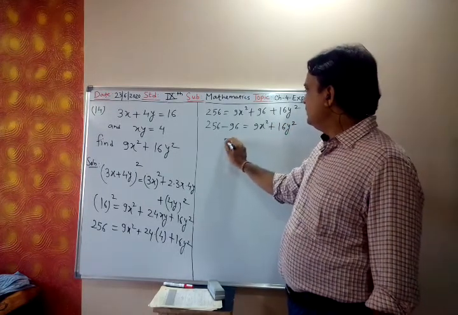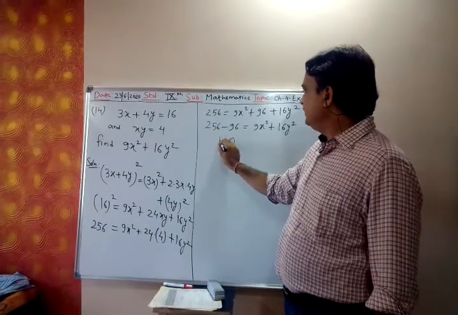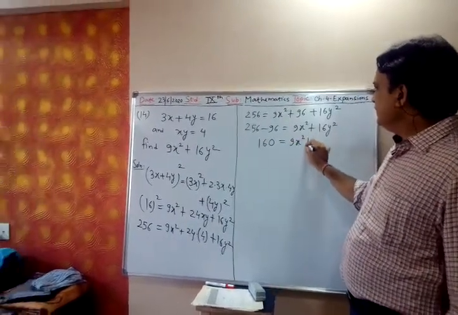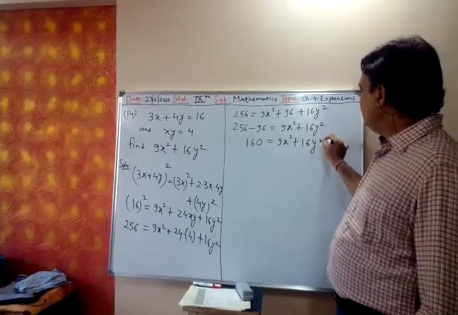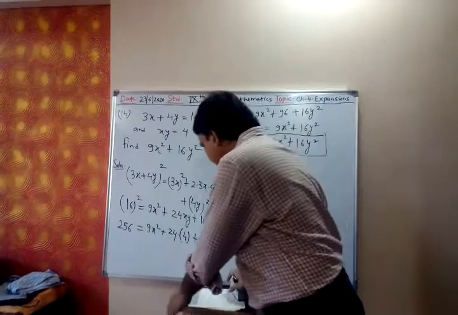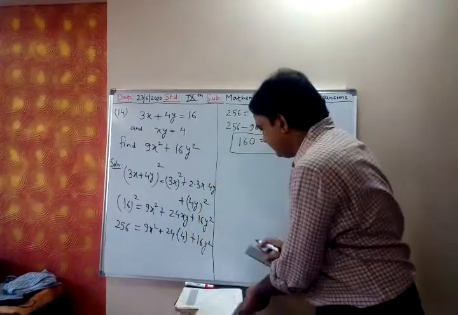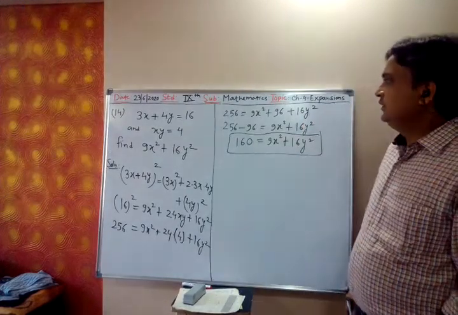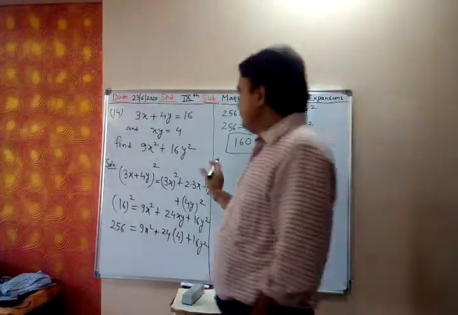And this is 160. 160 is 9x square plus 16y square, and this is the answer. Just consider 3x plus 4y whole square and simplify that. So this type of problem.